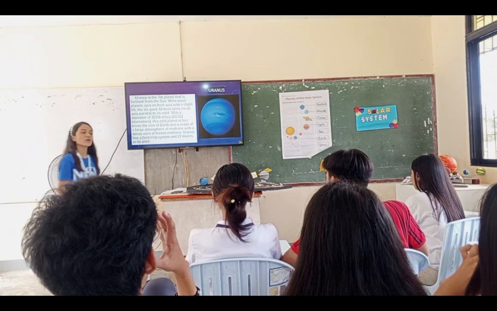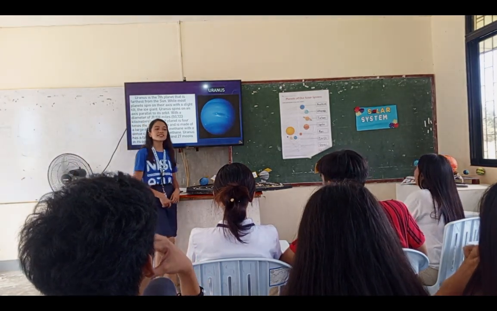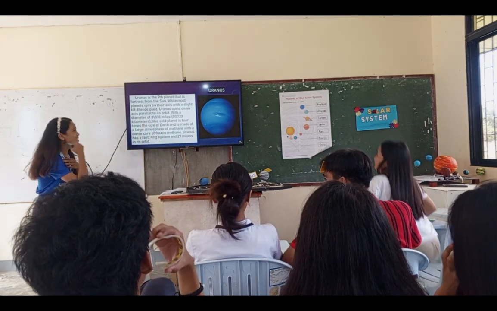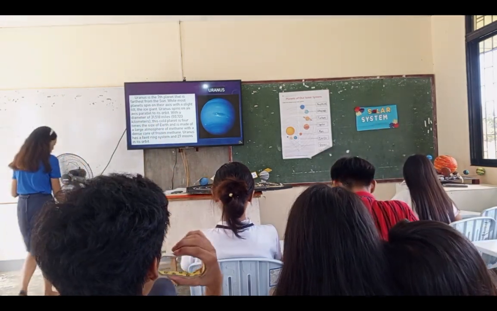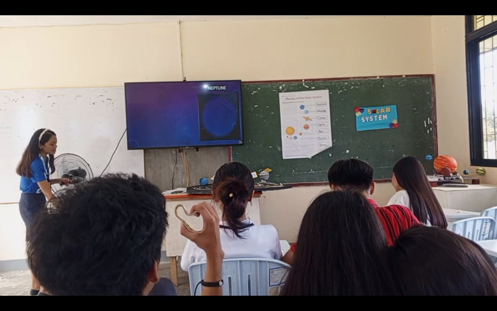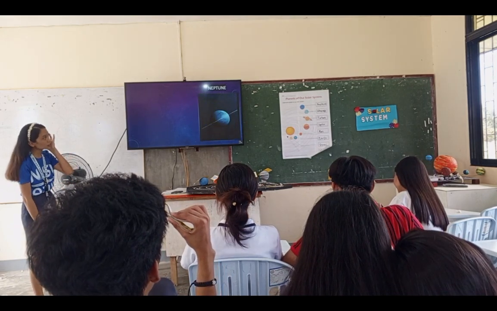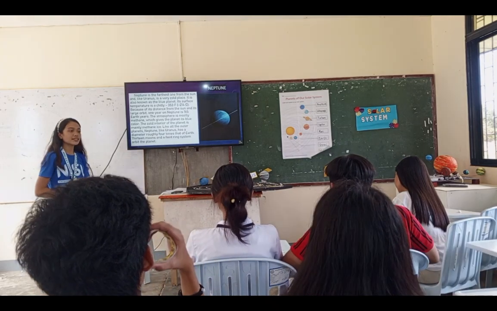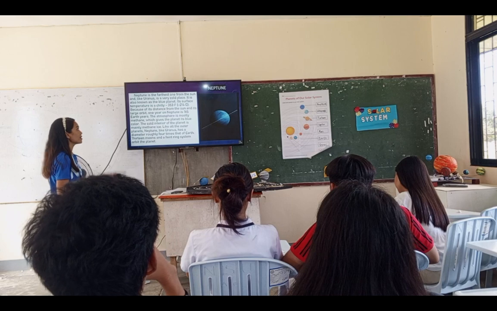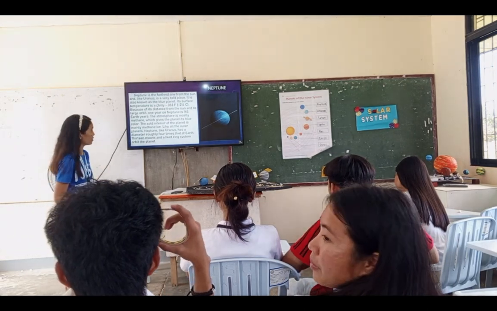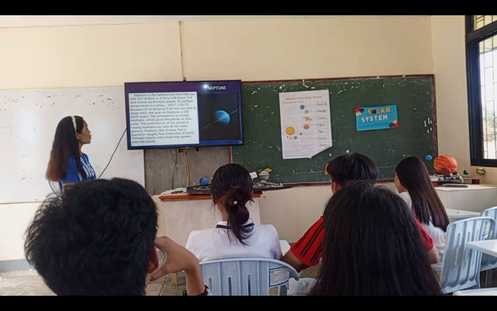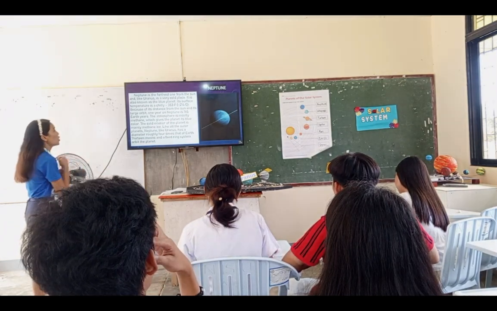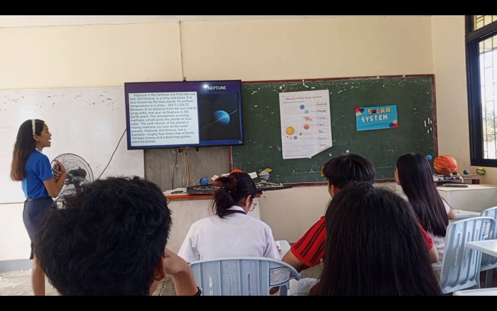Now, who can tell me what the last planet in our solar system is? Eva? Mom, Neptune. That's right, Neptune. And this is what Neptune looks like. Neptune is the last planet in our solar system. At the same time, it is the farthest one from the sun. And like Uranus, it's a very cold place. It is also known as the blue planet.